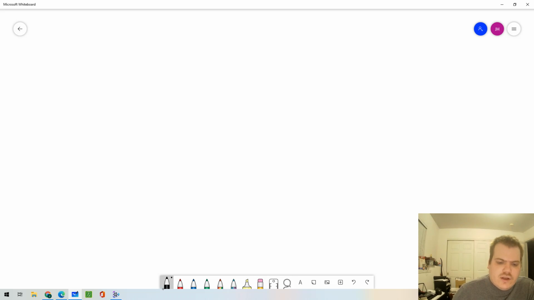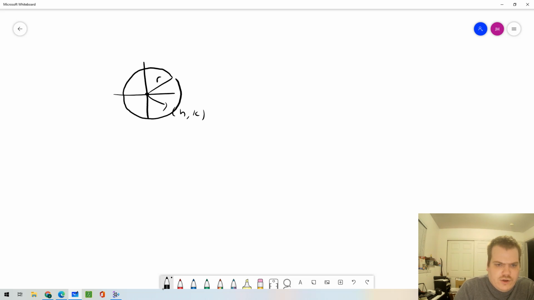Now, just to get a quick picture here, what we did is we said, well, this is my center, this is my hk, or in this case, it's going to be 0, 0. And we said, well, I'm going to go some distance out. This is r. So around this circle, these are all the points that are r distance away from the center.